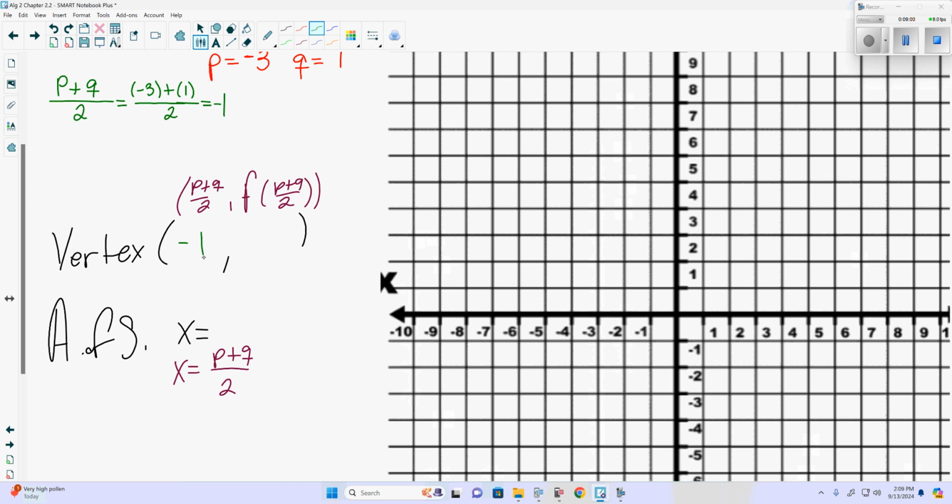So that tells us the x value of the vertex. It also tells us the axis of symmetry, x is equal to -1. So we have the axis of symmetry already, x equals -1.